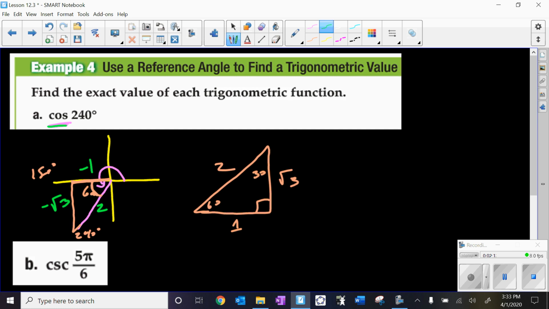I'm dealing with cosine of 240, so I'm going to use my reference angle in here. Cosine is adjacent over hypotenuse. The adjacent to this angle measure is negative 1. So we're going to say the cosine of 240 is negative 1 over the hypotenuse, which is 2. And that would be your exact value.